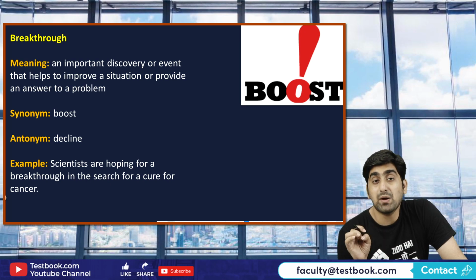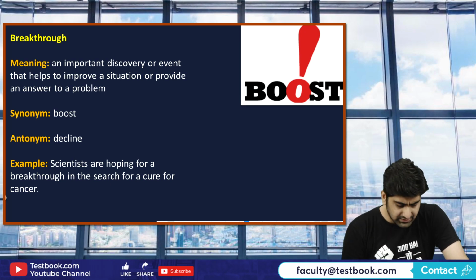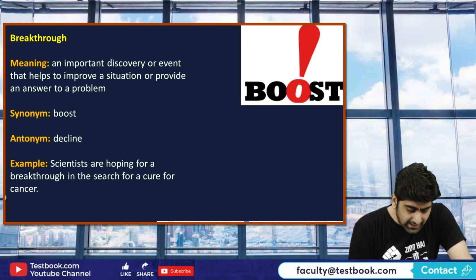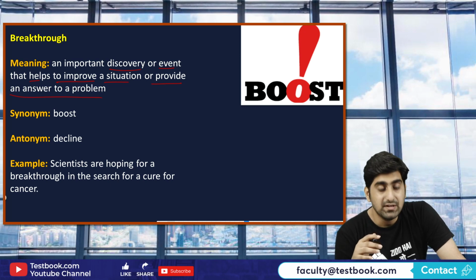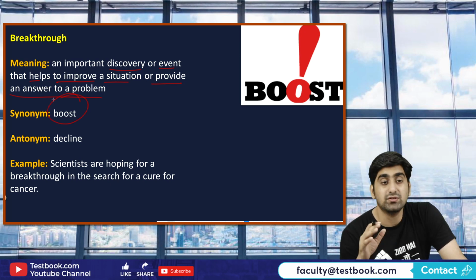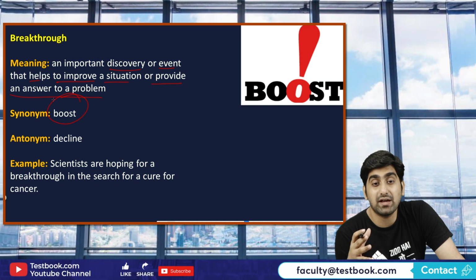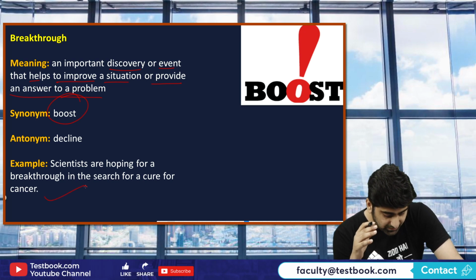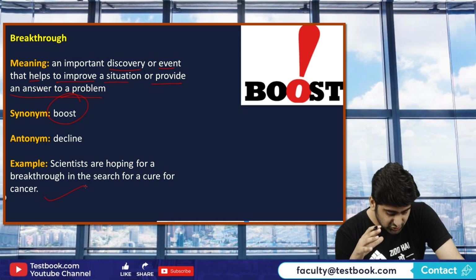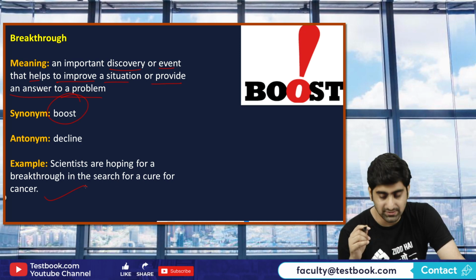Breakthrough. If you look carefully in your editorial, it was used with big deal. So breakthrough basically has the same connotation, an important discovery or event that helps to improve a situation or provide an answer to a problem. So boost can act as a synonym and the antonym will be decline here. Example sentence is scientists are hoping for a breakthrough in the search of a cure for cancer.